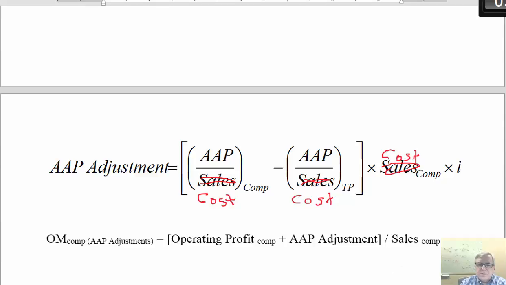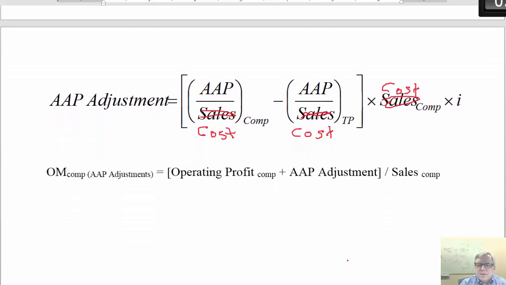Here's where things get interesting, down here in this portion of the equation, because now when we make this adjustment, we're still going to have this adjusted for the average accounts payable adjustment here, but this is not going to be sales, it's going to be cost. But what cost is this going to be? We've got the original cost that's going to be on that statement.